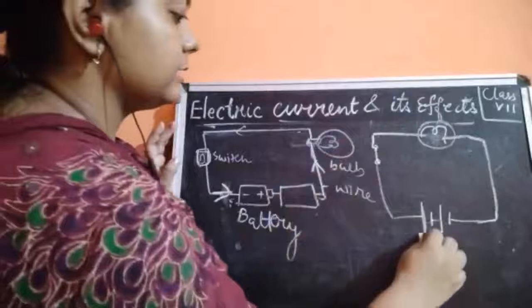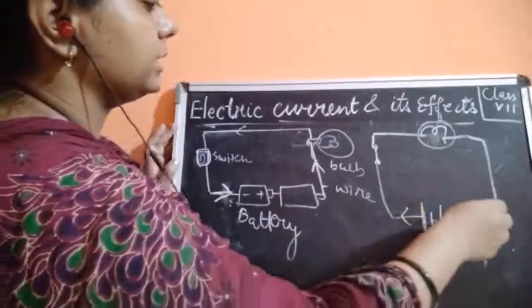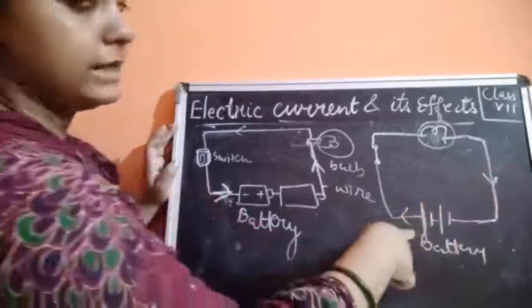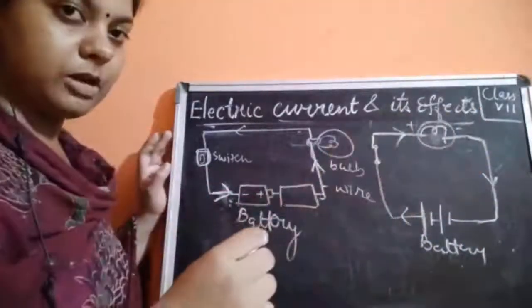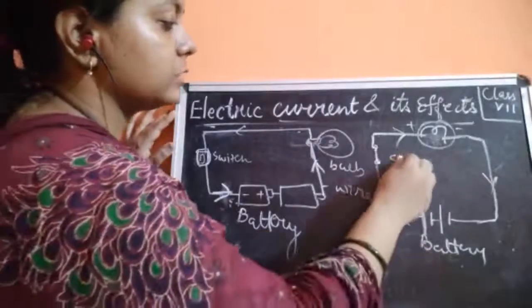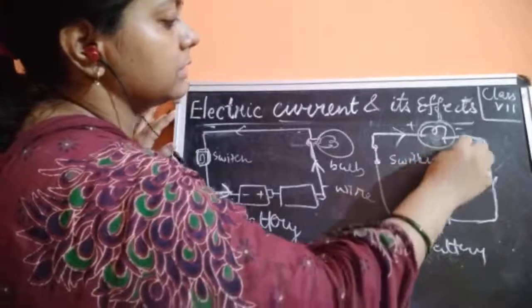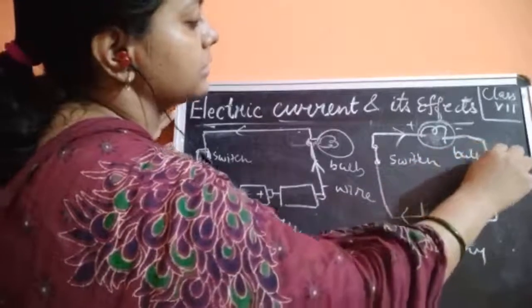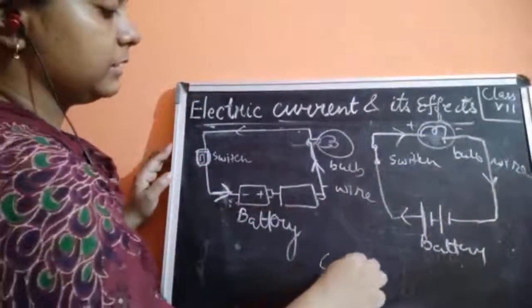And next, what is this? This is a battery, and the current is flowing like this. It is coming from the negative terminal. It is going from the positive and the negative side of this bulb also. So this is how the battery is being drawn. This is a switch, this is a bulb, this is a wire. So this is how a circuit diagram is being made.